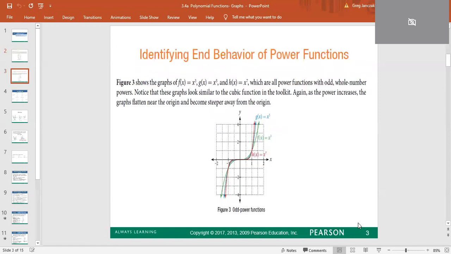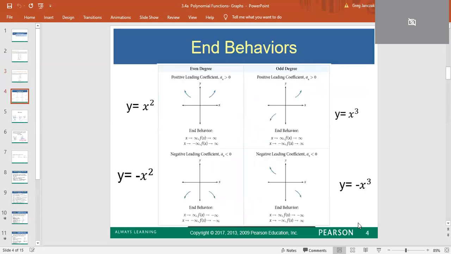Okay, here, this is identifying end behavior for odd functions like x cubed, x to the fifth, x to the seventh. X cubed is the green one. As the exponent gets larger, again, it tends to widen out at the x-axis. So that's just to compare and contrast between x cubed and other odd powered functions. All right, nothing else to really copy there.